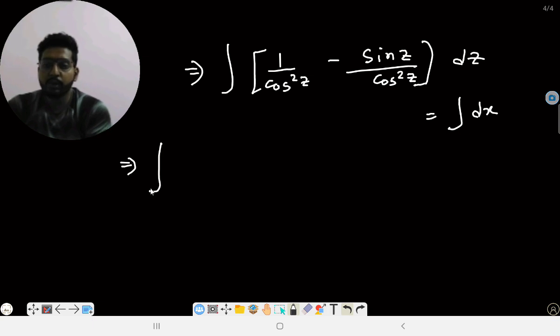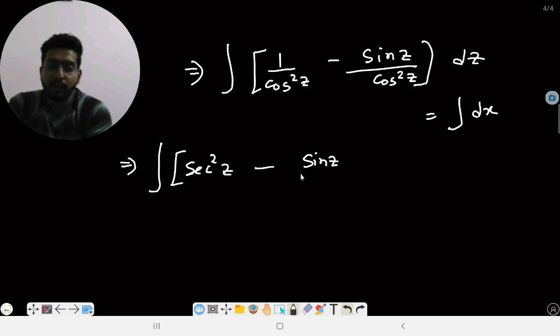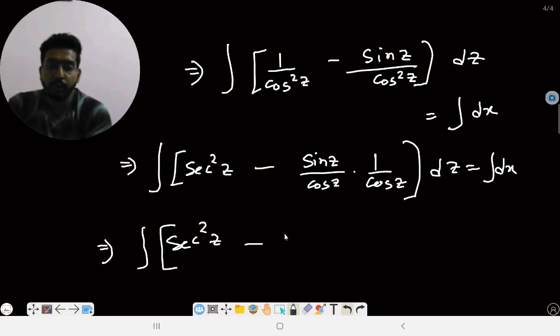Now 1 by cos square z will be sec square z, minus sine z by cos square z, which can be written as sine z by cos z into 1 by cos z, dz, equals integration of dx. So it will be integration of sec square z minus, sine by cos will be tan, 1 by cos will be sec, that means sec z into tan z dz equals integration of dx.